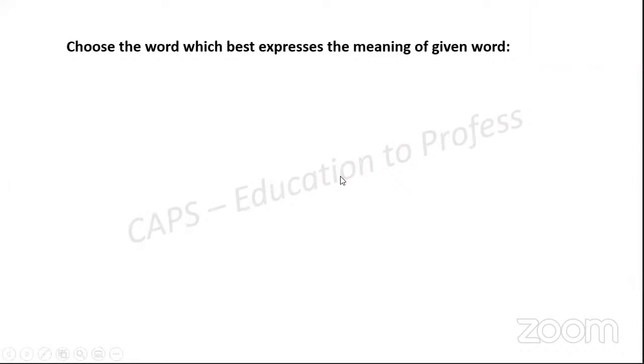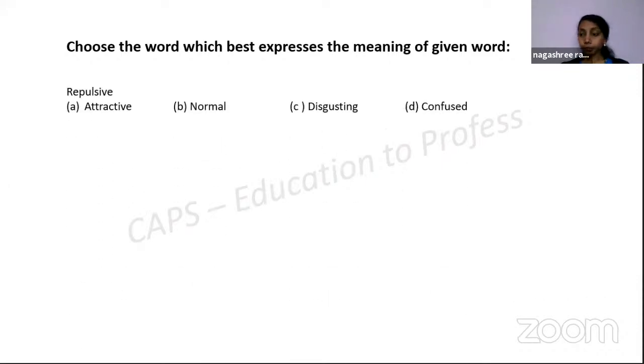Yes, ma'am. Okay. Now choose a word which best expresses the meaning of the given word, which means synonyms. Repulsive. The four options are attractive, normal, disgusting, and confused. What can this repulsive mean? Option C, disgusting. So what does repulsive mean? Something from which we refrain. Correct. So repulsive will mean disgusting.